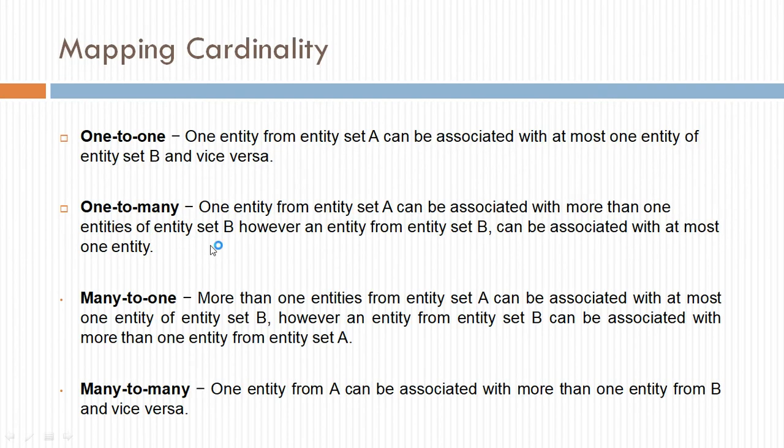So let me see the mapping. The mapping is of mapping cardinality, that is one to one. In that, suppose we have two tables called A and B. So one entity from entity set A can be associated with at the most one entity of entity set B, and vice versa. Then you can connect table A's ID to table B's ID, or you can connect table B's ID to table A. Same like that, we have so many things.